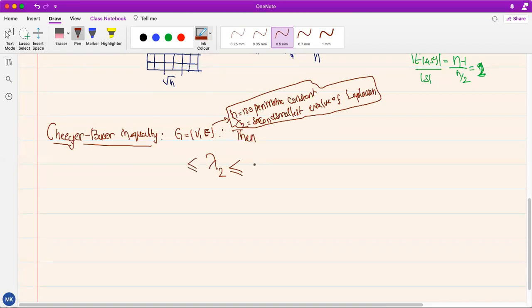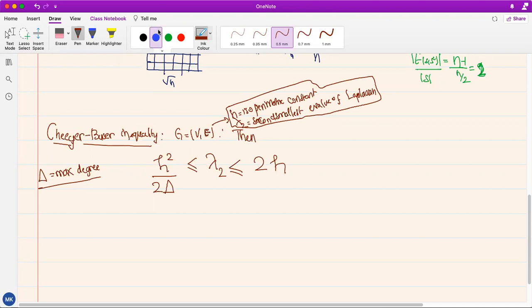So what is the statement? Lambda 2 is bounded above by 2 times h, and it is greater than or equal to h squared over 2 delta. I have not defined delta. Delta is the maximum degree. Among all degrees, take the maximum degree. In a graph, different vertices may have different degrees, and you take the maximum degree; that is delta. So you have this inequality.